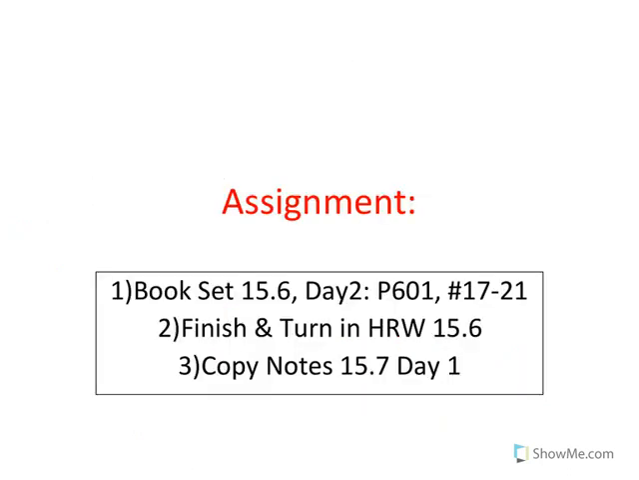Right, so that's the end of our 15.6 day 2 notes. Your assignment is to work on numbers 17 through 21, and you are to finish your HRW on 15.6, and also copy down 15. Well, we will not be doing 15.7, so we'll go on to the next module.